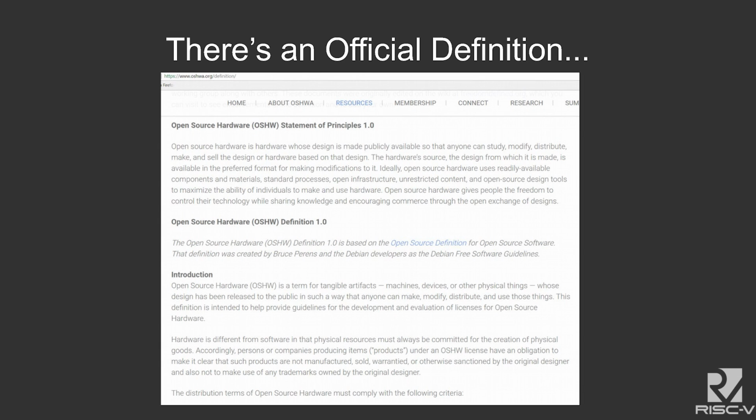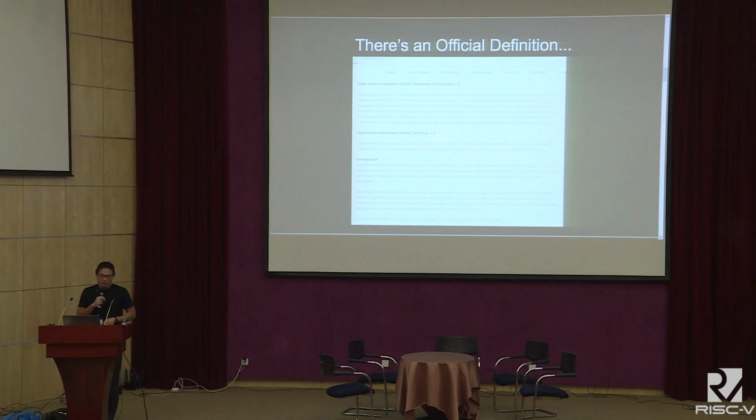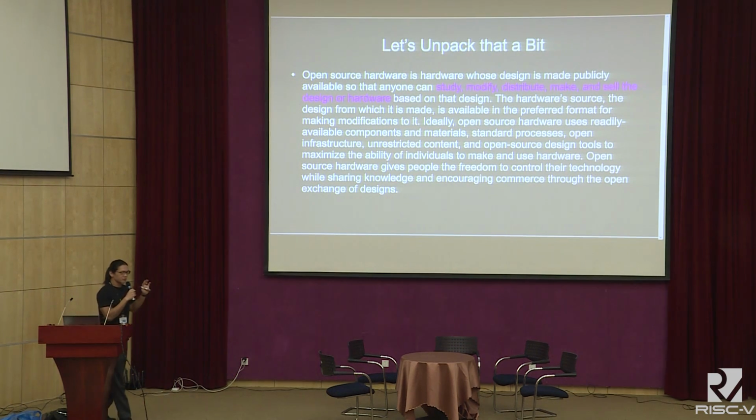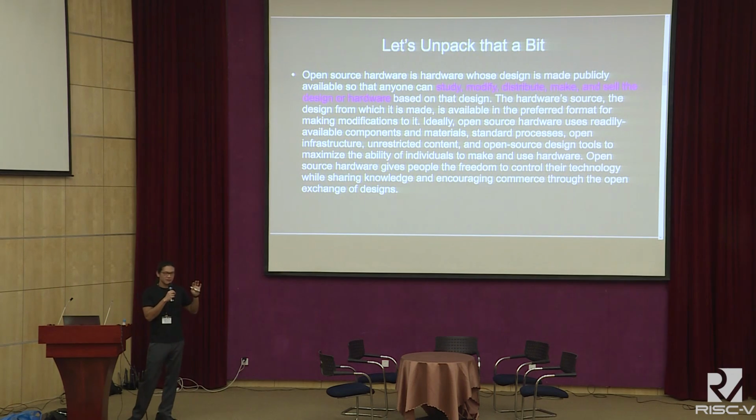You can go to oshwa.org/definition and read it. Instead of making you read all the little text, I'm going to unpack what was sort of like the mission statement a bit, which is where I think it's really more about the intent than necessarily the strict definition of things. So open source hardware is hardware that has been opened so that you can study, modify, distribute. Those are pretty easy ones. I think everyone gets that.